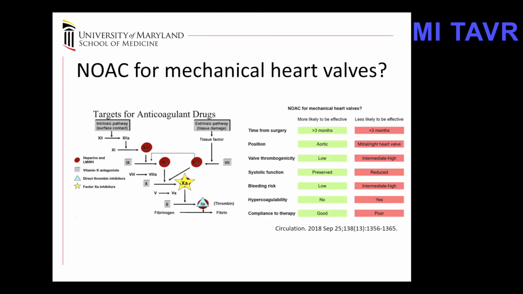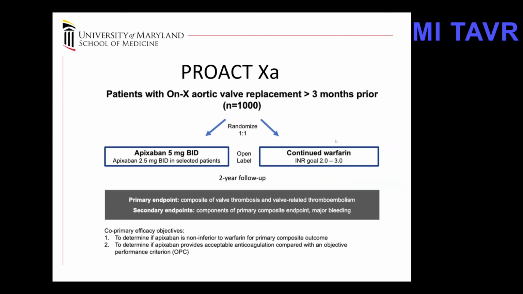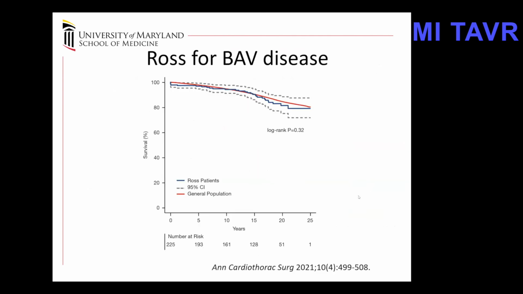Discussions are now mounting about what other options there are for anticoagulation. And there, as I'm sure everyone knows, there's an ongoing clinical trial with the Onyx valve comparing NOAC to Coumadin beyond the 3-month mark, and we're all anxiously awaiting the results of that trial. That's the so-called PROACT Xa trial that is ongoing and accruing patients as we speak.